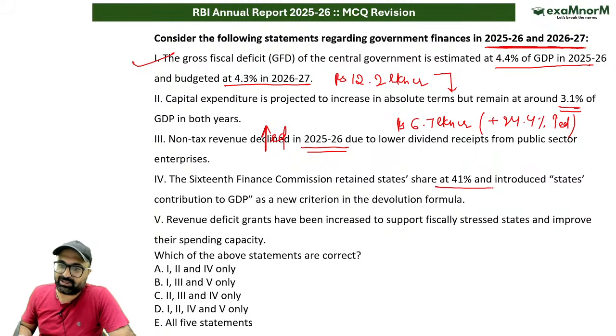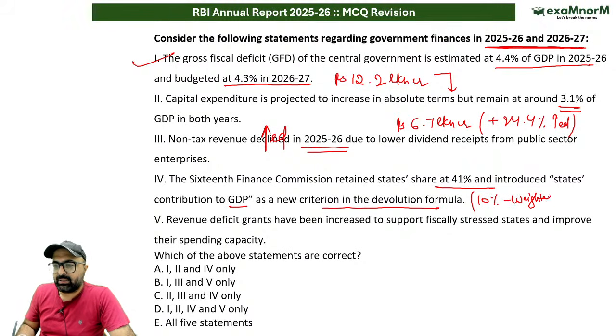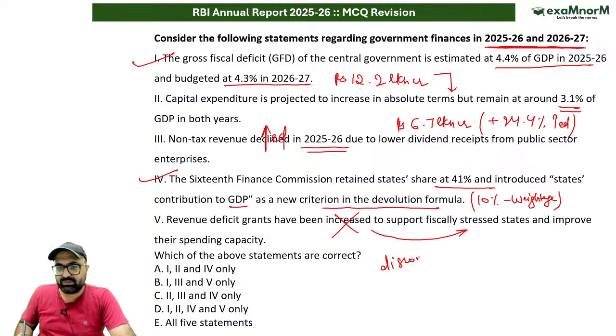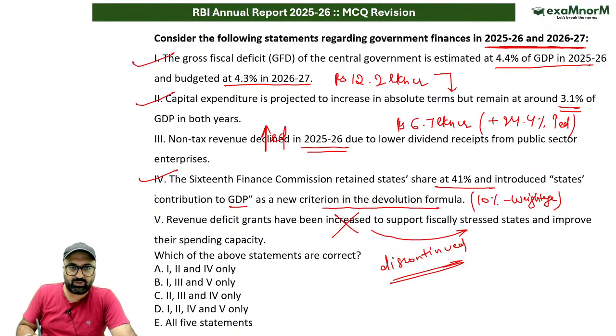The 16th Finance Commission retained the share at 41% and introduced state contribution to GDP as a new criterion in the devolution formula. That is correct. State GDP contribution has a weightage of 10%. A new parameter was added, that is correct. Revenue deficit grant has been increased to support fiscally stressed states and improve their spending capacity. So this is wrong. Revenue deficit grants are discontinued, they are not increased. So the answer will be 1, 2 and 4 are correct. So A option is the correct answer.